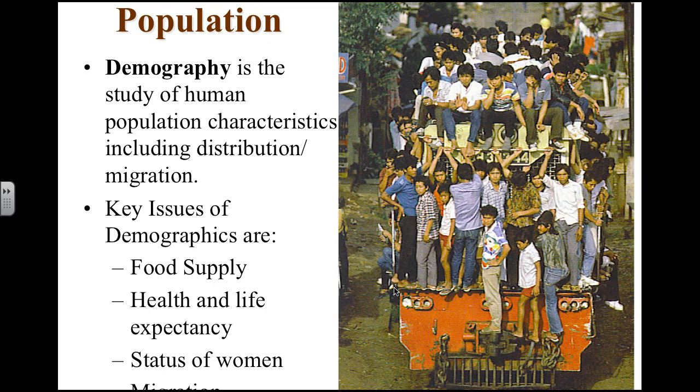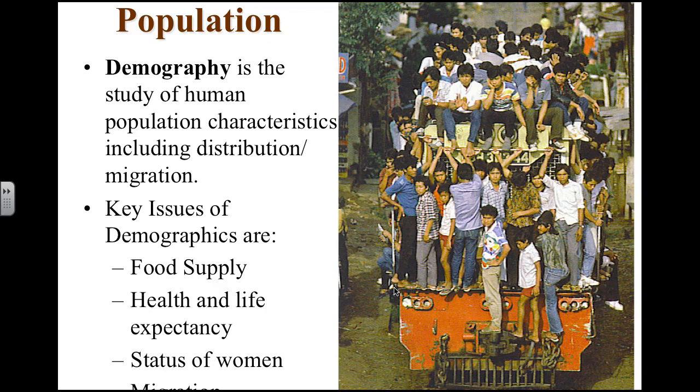Some key issues that demographers focus on are things like food supply, which in the 60s was a major concern. They were afraid that we were going to outpace our food supply. The Green Revolution that we talk about in the agricultural unit helped ease the gap because it actually introduced higher yield strands of rice, wheat, and corn and things like that.